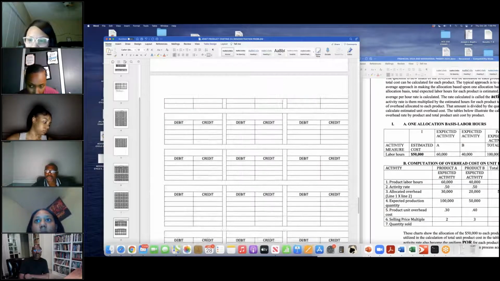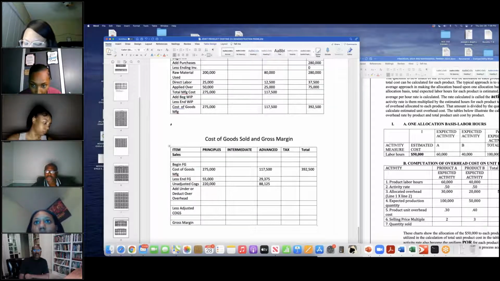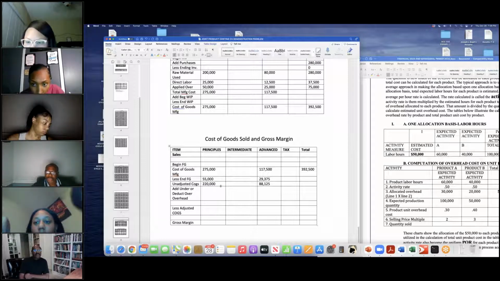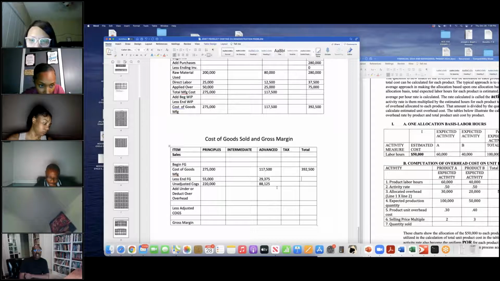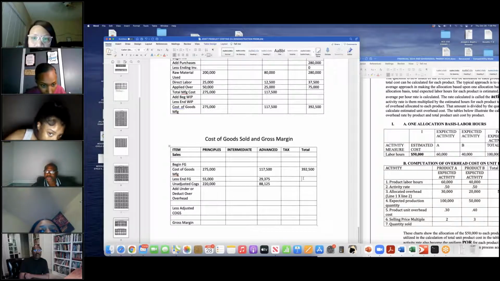Oh, 88,125. Same numbers. Okay, first of all, we're going to add the ending inventories, 55 and 29,375. How much is that? I got 84,375.